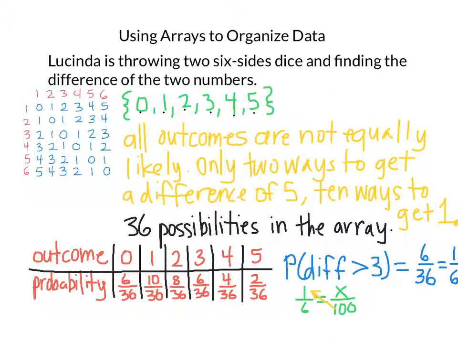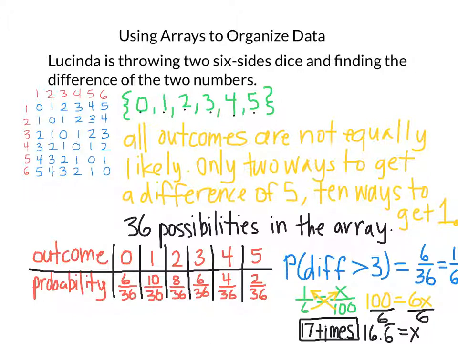100 times 1 is 100. 6 times x is 6x. And then we divide both sides by 6. And 100 divided by 6 is 16.6 repeated. So I would round that to the nearest whole. So I would predict 17 times, 17 rolls, 17 differences greater than 3 out of 100.